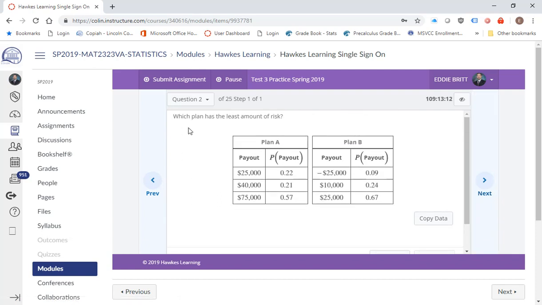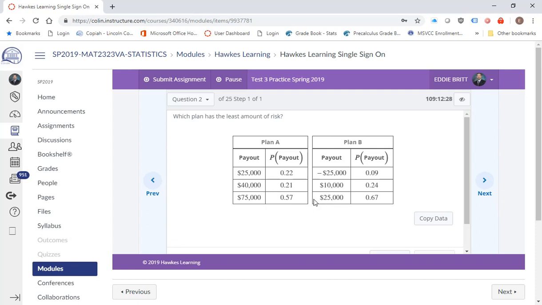Alright, this problem, which plan has the least amount of risk? For amount of risk, we need to figure out the standard deviation. And so this is going to be kind of a long problem, probably one of the longer ones on the test, because you can't just eyeball it and tell. Whenever I first looked at these two plans here, I said, well, anyone would always want to invest in plan A because, look, it never loses money. I mean, it's always going to make money. And then this one here does lose money 9% of the time.